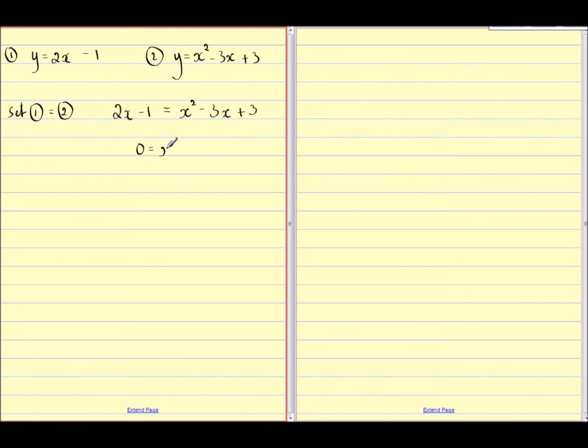So this gives us 0 equals x squared minus 3x minus 2x plus 3 plus 1. Simplify by collecting like terms. And we've now got a quadratic equation that we're able to solve. In this case, we can use factorising. We're looking for two numbers that multiply together to make 4, but add together to make minus 5. So we've actually got minus 1 and minus 4.